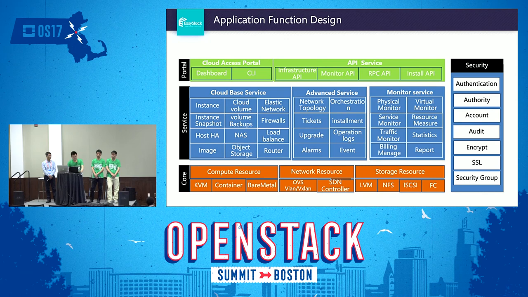The service layer is for the tenants of CIB FinTech Cloud. It mainly includes three parts: cloud-based service, advanced service, and monitor service. The cloud-based service part must be made clear. We can see the cloud provides three types of storage: block storage (cloud volume), shared file system (NAS), and object storage. We focus on the host HA function.